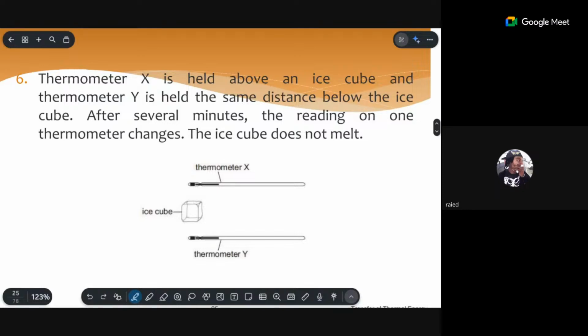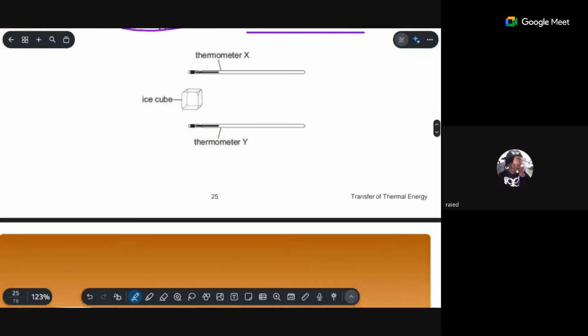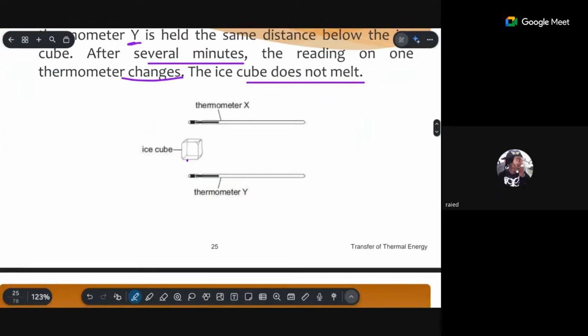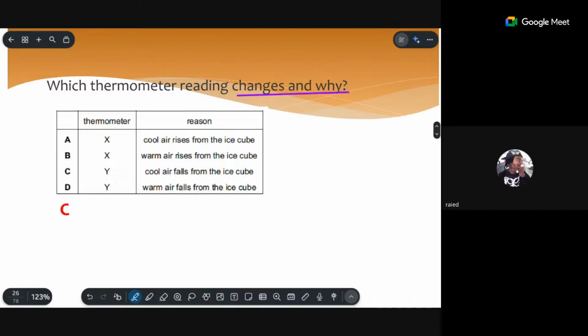Oh yeah, this is that thermometer question again. Okay, thermometer X is held above an ice cube and thermometer Y is held below the ice cube, at the same distance. After several minutes, the reading on one of the thermometers changes. The ice cube does not melt. Did you see the question? Which thermometer reading changes and why? As I told you, the air is getting colder, so cold air will sink down and reach thermometer Y, and the reading of thermometer Y will decrease. So here you can answer C, Y, because cold air falls from the ice cube. You got it? Is this clear to everyone?